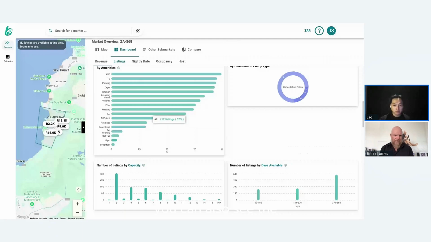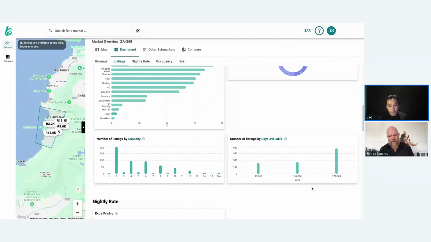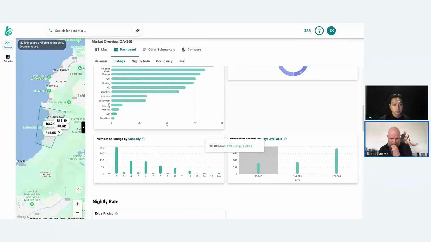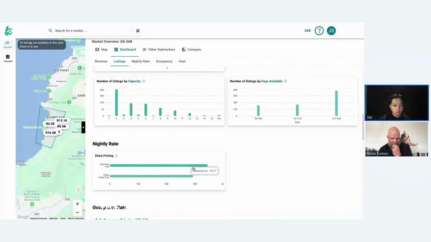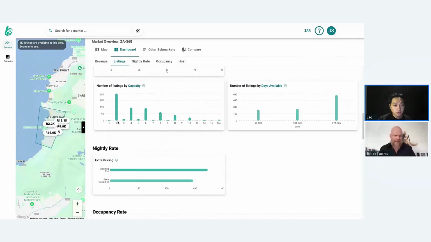You can also see the distribution of how many listings are running full time versus part time of the year. Okay, got you. You can see the cleaning fees and extra guest fees just to get the idea. What does number of listings by capacity mean? Right. So in your Airbnb, you can set how many maximum guests you can accommodate in your listing.